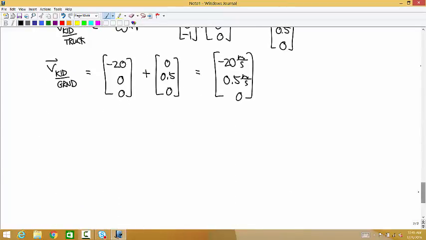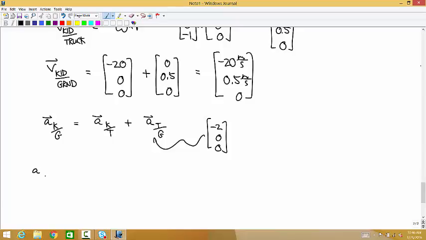And then for acceleration, the acceleration of the kid relative to the ground is equal to the acceleration of the kid relative to the truck plus the acceleration of the truck relative to the ground. This one is given as negative 2, 0, 0. The acceleration of the kid relative to the truck. This is the watermelon equation.